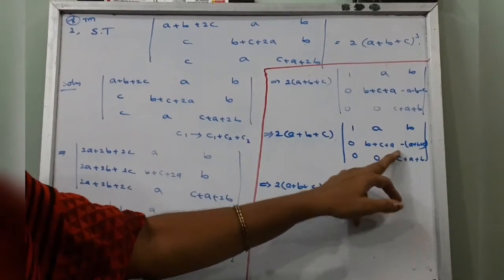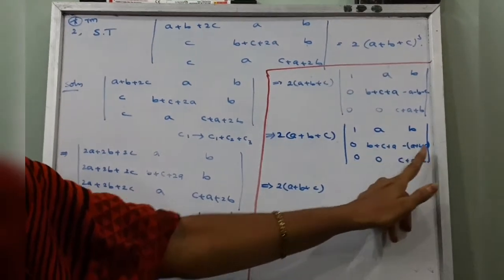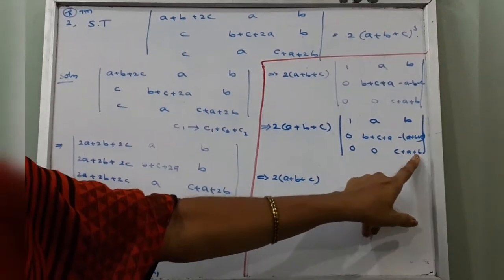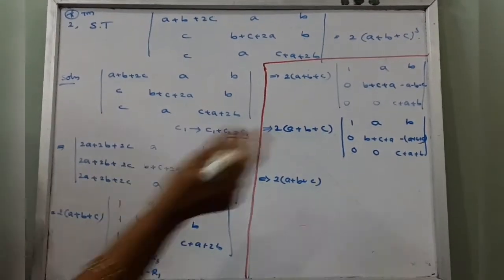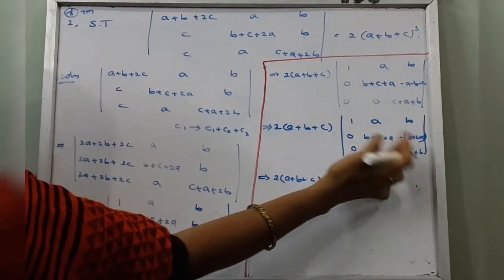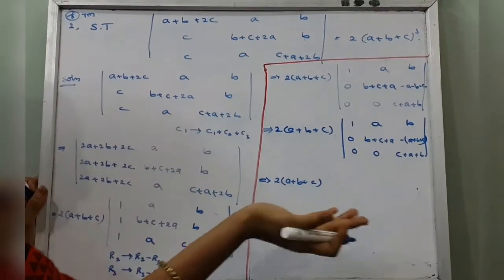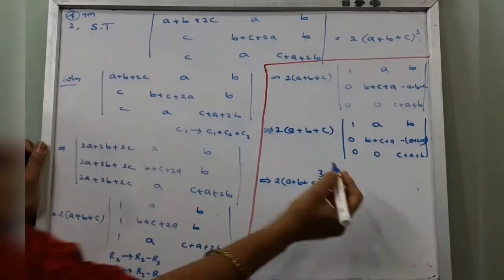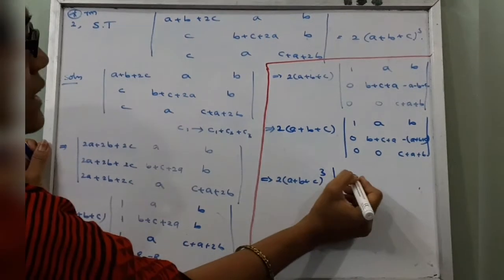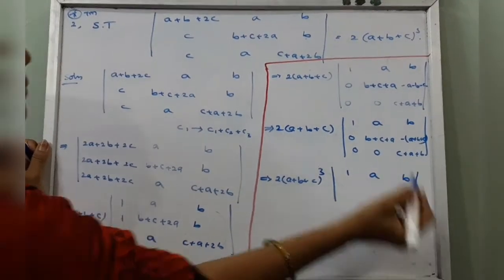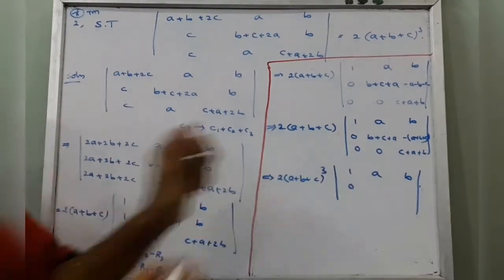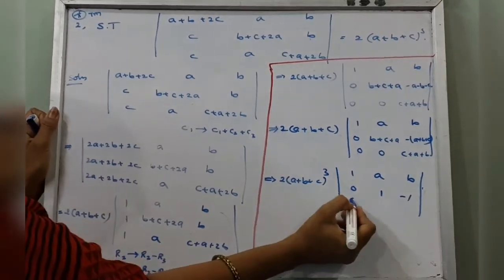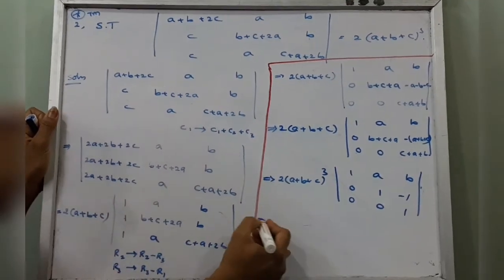Again what is the common here? b plus c plus a. So a plus b plus c is common from the second row and a plus b plus c is also common from the third row. So here a plus b plus c, here a plus b plus c. It gives a plus b plus c into a plus b plus c, whole square, a plus b plus c whole cube into determinant of 1, a, b; 0. It is common, then it will be 1. Here minus 1, 0, 0, 1.